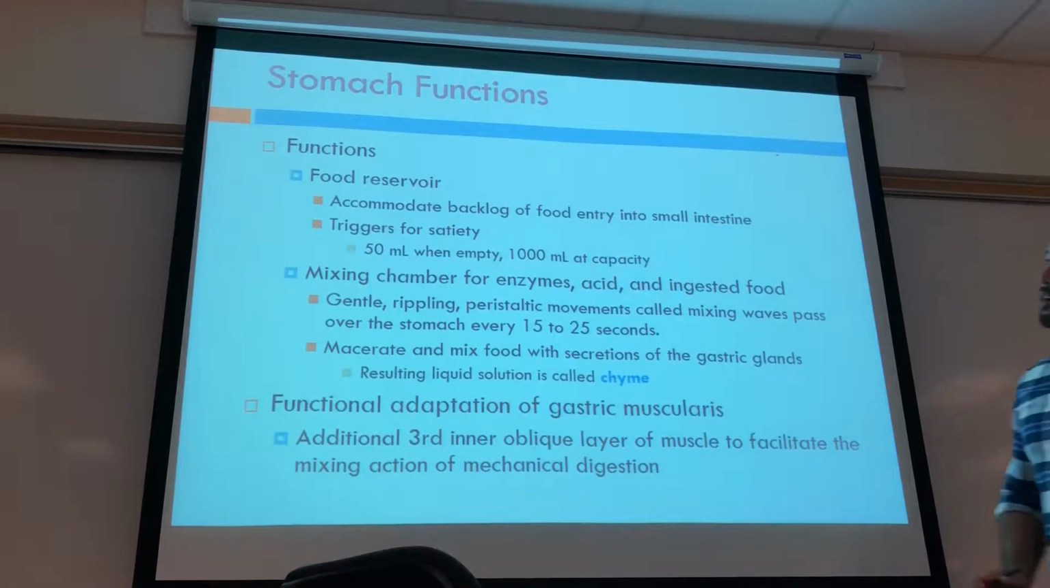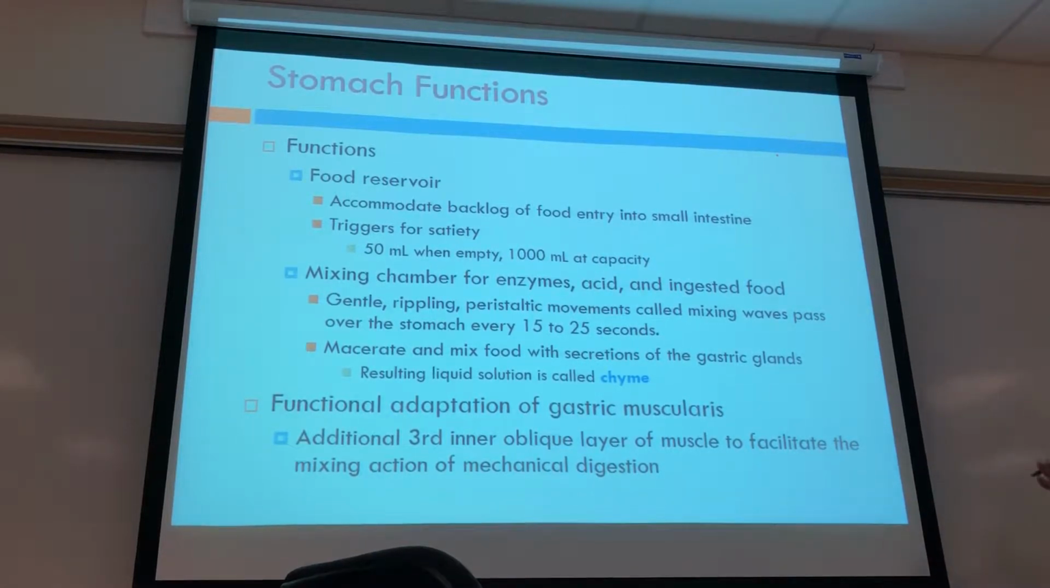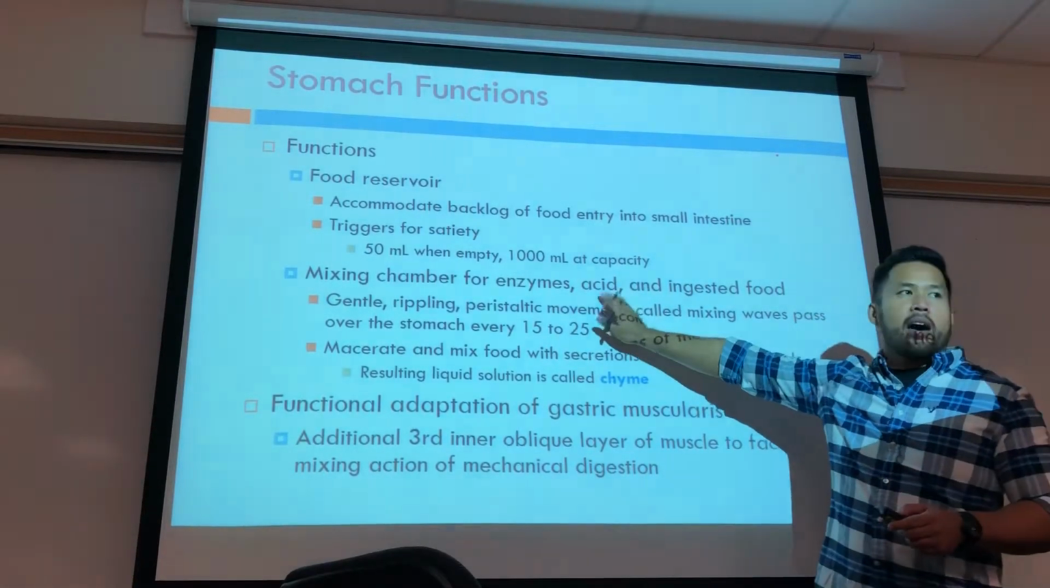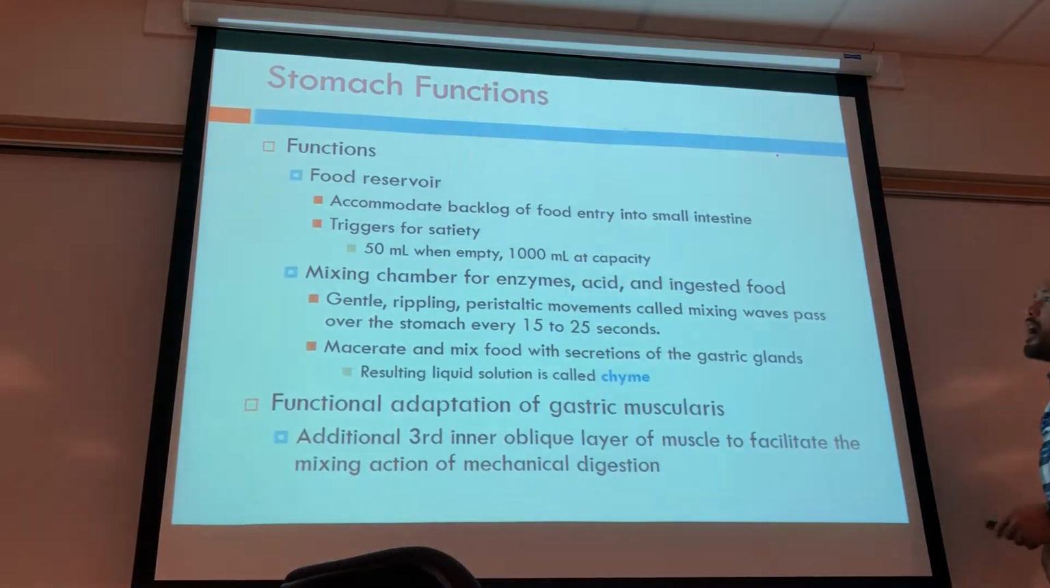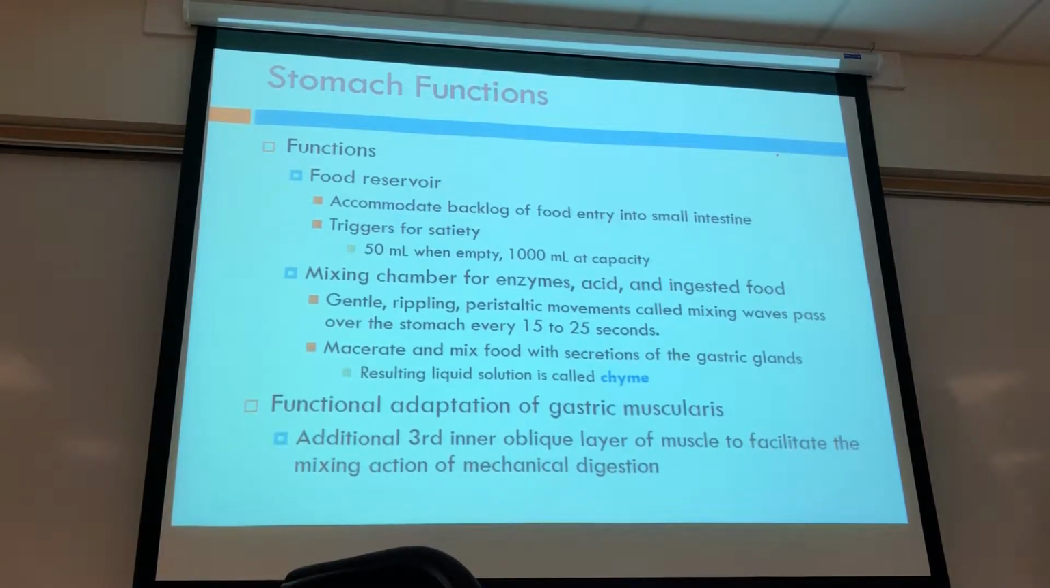Now, what are the functions of it? Like I said, a food reservoir, about 50 milliliters when empty and about a liter at capacity. So you can see how much we can expand that stomach. What do we do with that food reservoir? We have a bunch of gastric juices, which is a bunch of water, along with a bunch of enzymes and a lot of protons, our hydrogen ions, that are all going to mix together. So the boluses of food dump into the stomach, and then we allow the mixing of the gastric juices along with the boluses of food.